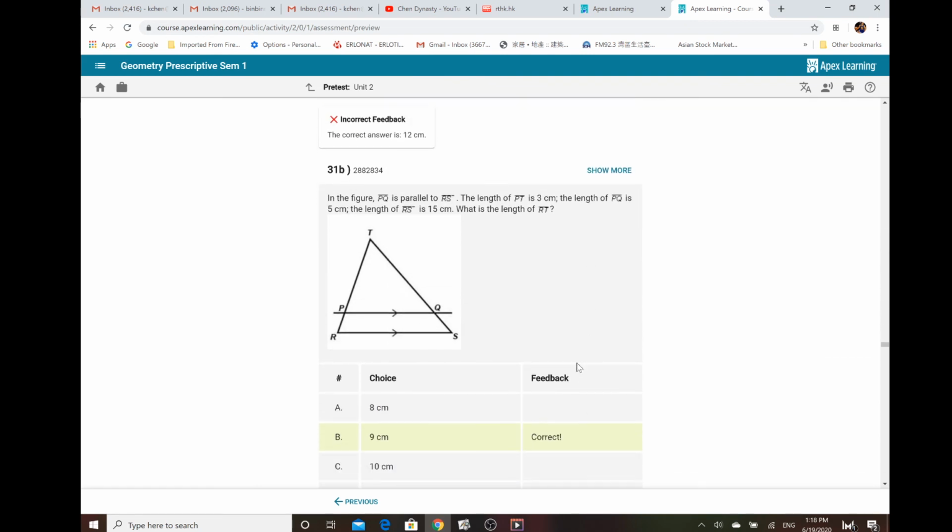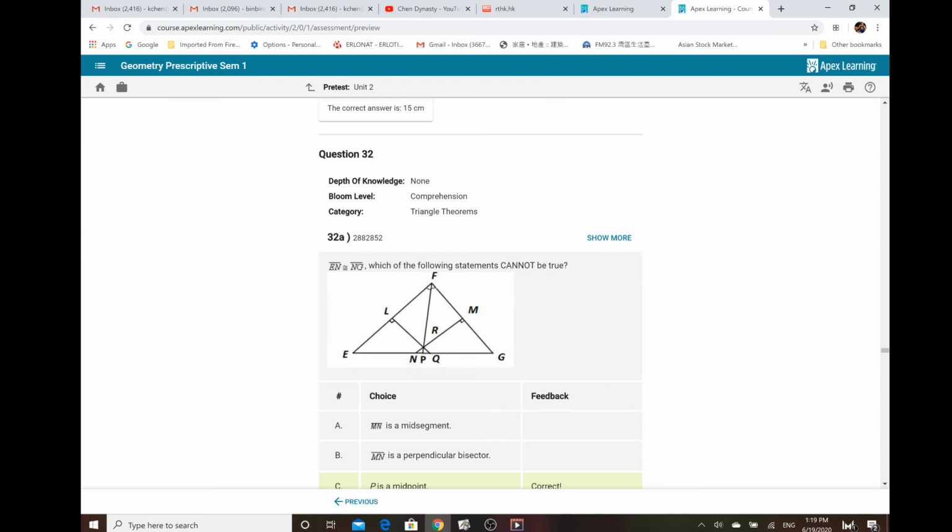Here's another one. It's quite similar, so you guys can take a look at that. PT is 3 centimeters, and PQ is 5. RS is 15, and you want to find RT. Comparison: 5 over 15 gives you 1/3. Then 3 times 3, and you'll get 9.